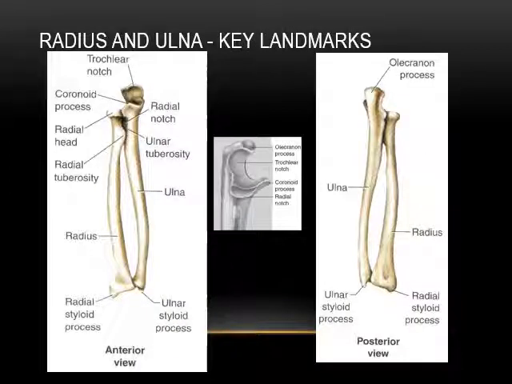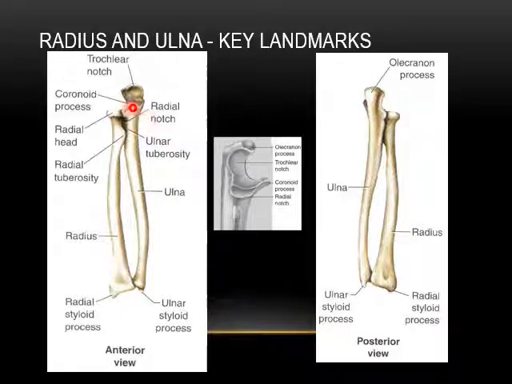So here's the radius and ulna. Getting back to what we talked about before, if you look at a posterior view of this, okay, there's your olecranon process. That olecranon fossa on the back of the humerus is what it articulates with as you go through your range of motion. When you completely extend your elbow, and feel this for yourself as you straighten your arm out, you can feel the olecranon. That's actually going to go into that olecranon fossa.